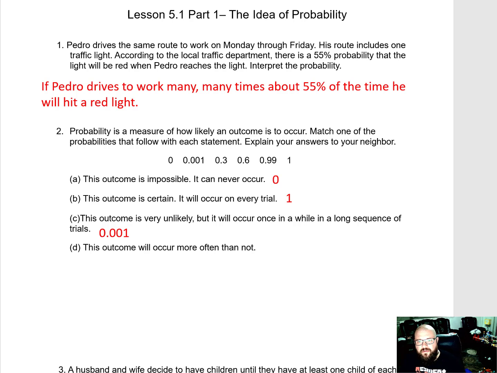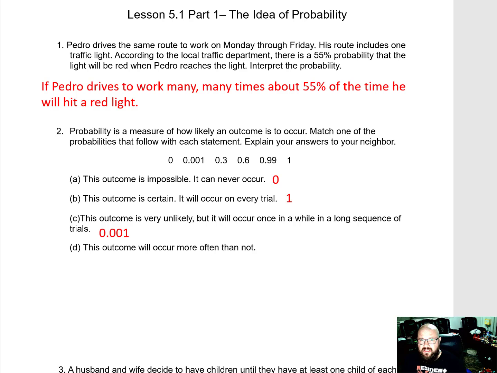So now for part D of number 2 is, this outcome will occur more often than not. So with that occurring more often than not, we want a number that's going to be close to that 1, right? Close to that 100%. So of course you can see one of those numbers we have left is 0.99, so 99%. That would definitely be an option that we could use.